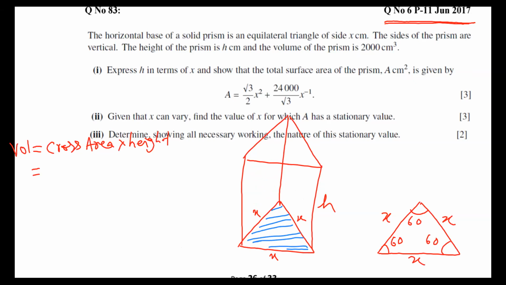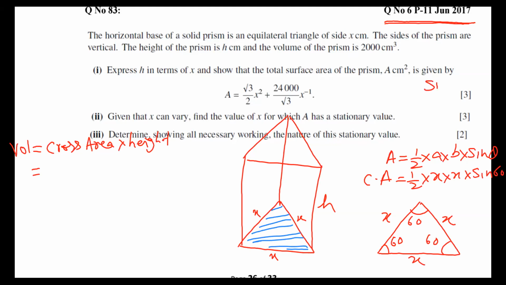How to find this cross area? I will concentrate on this triangle. We have a formula for the area of a triangle: half times A times B times sine theta. A is this, B is this, theta is this one. So I have two sides and the middle angle. So cross area, CA, equals half times X times X times sine 60. And sine 60, when you write it in the calculator, you get root 3 by 2.